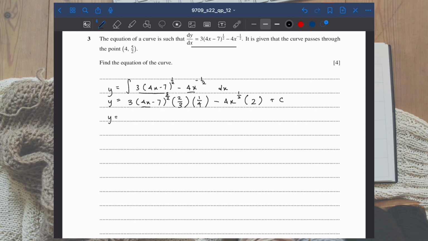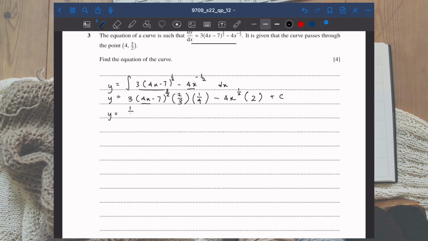So y will be 1 over 2 (4x minus 7) power 3 over 2 minus 8x power half plus c.